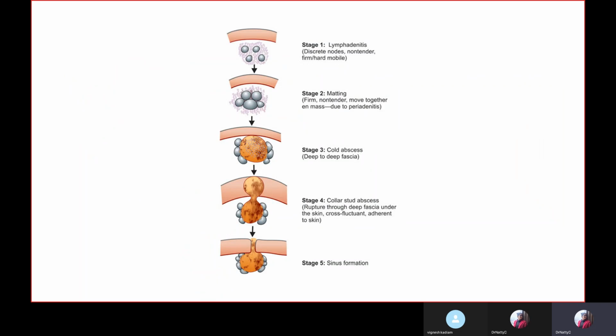So that is a classical feature for tuberculous lymph node. So after that, after coalescing, it slowly leads to the abscess and necrosis formation. That is called as a cold abscess. Why is it called a cold abscess?